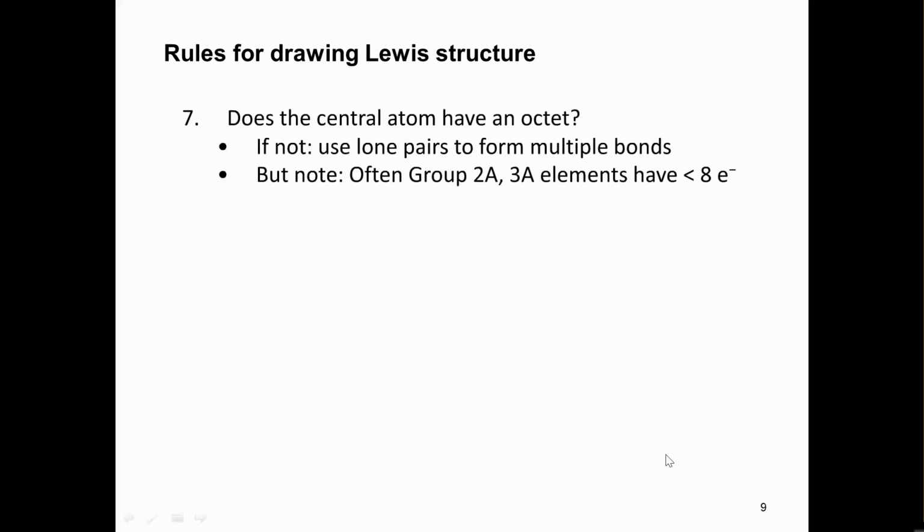Finally, we can double check for ourselves: does the central atom have an octet? If not, you can use lone pairs to form double bonds, and to form multiple bonds, and that may include invoking double bonds or triple bonds. But please note that often group 2A and group 3A elements have less than 8 electrons. We're going to see some examples of these exceptions later.